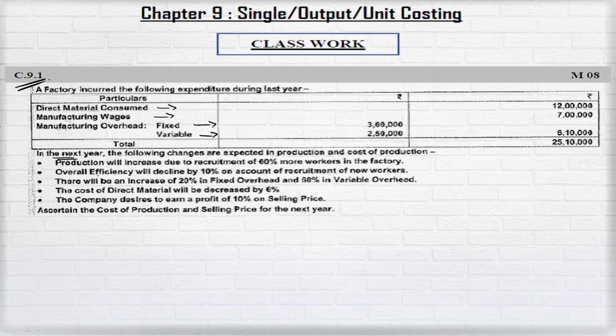Now this is excellent. Production will increase, but how much they have not written? Due to recruitment of 60% more workers in the factory. How many workers are working? That also is not given. But if the workers were 100, now 160 workers will be working. And if the workers were 1000, now 1600 workers will be working. Overall efficiency will decline by 10% on account of recruitment of new workers. There will be increase of 20% in fixed overhead and 60% in variable overhead. The cost of direct material will decrease by 6%. The company desires to earn a profit of 10% on selling price. Ascertain the cost of production and selling price for next year.